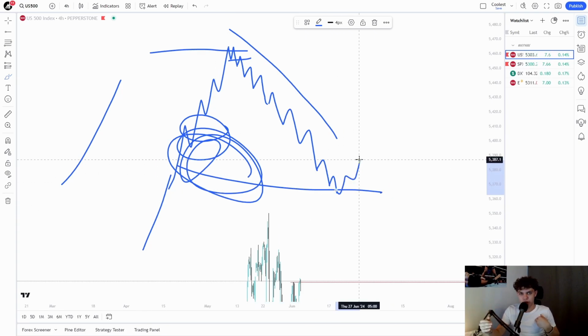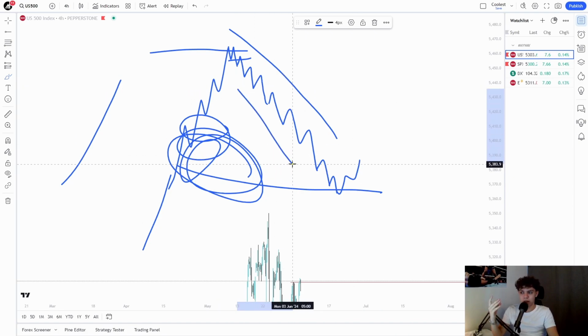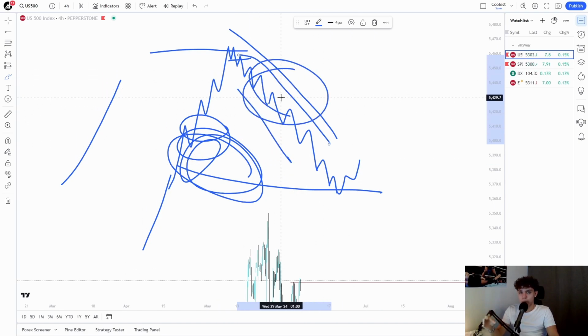However, I'm a day trader. I would most definitely look for shorts in this time because I would make a lot of money during this time when it actually goes down.